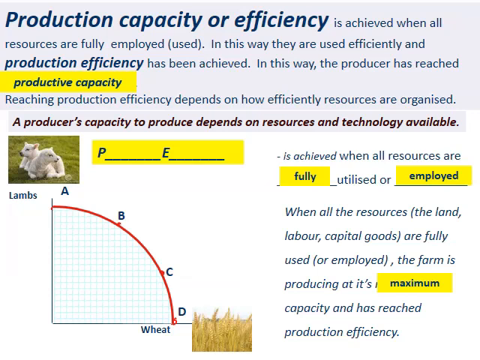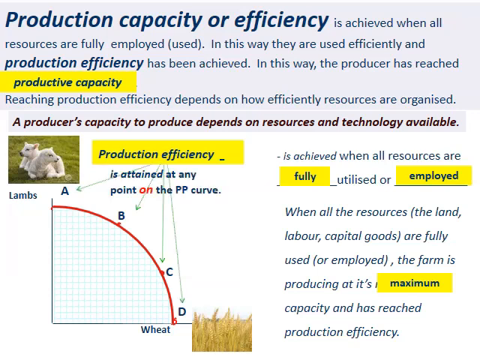So we say that production efficiency depends on, firstly, reaching the producer's capacity to produce. In other words, to use all his resources fully. And this is known as production efficiency. So it's attained at any point on the PPC.